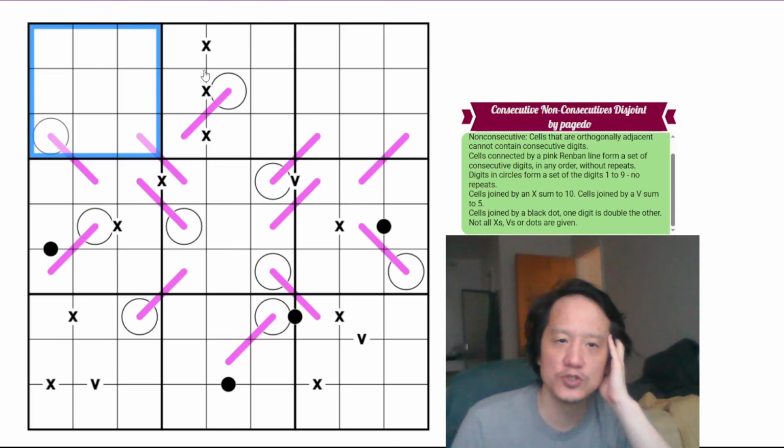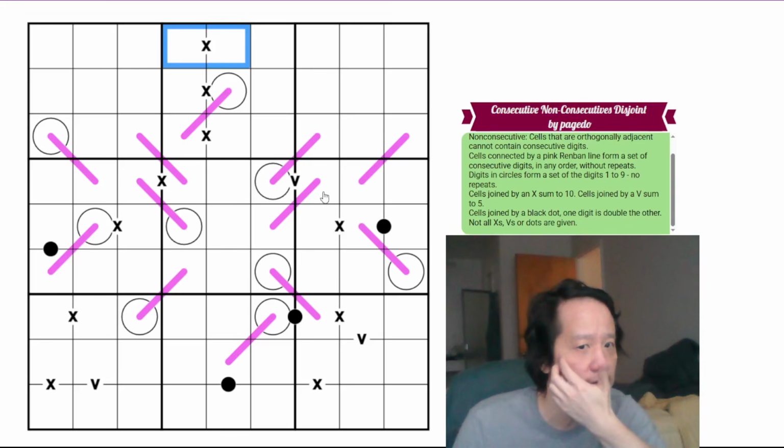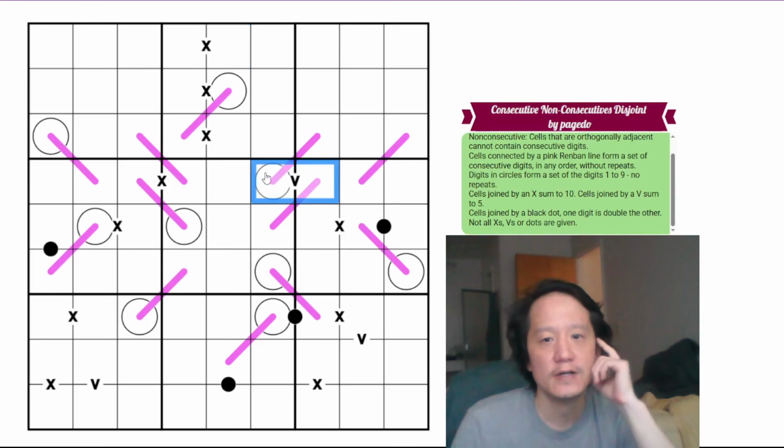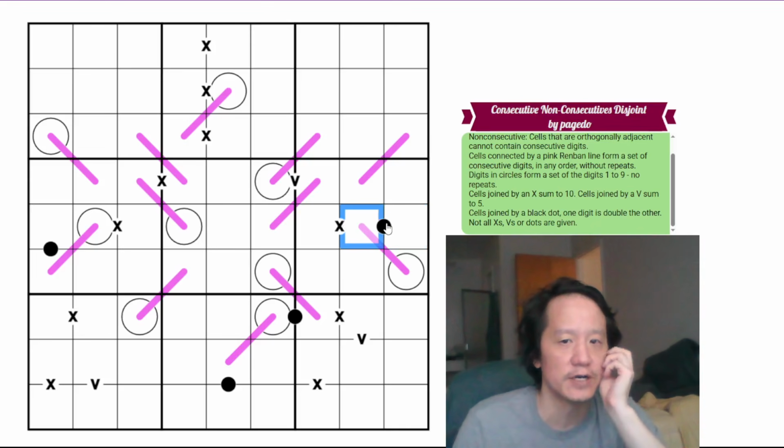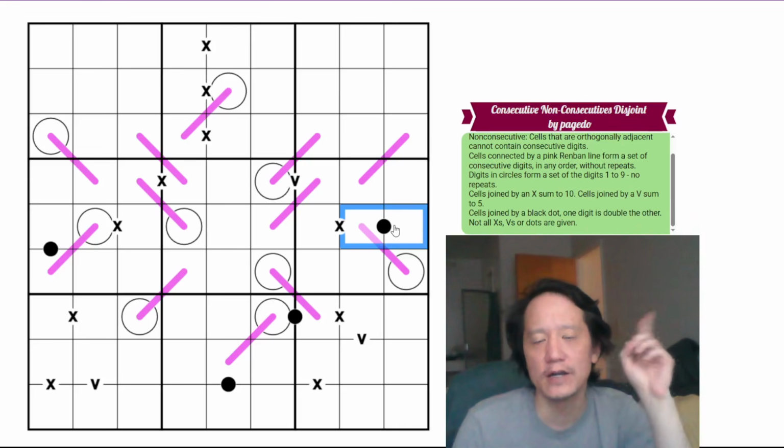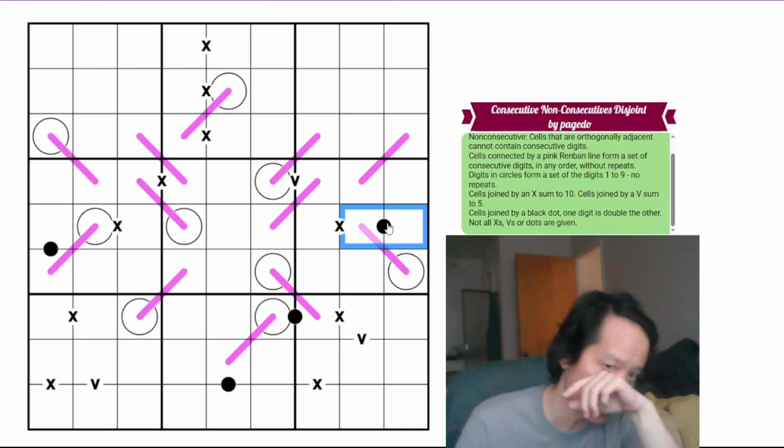We have cells joined by an X sum to 10, and cells joined by a V sum to 5. Cells joined by a black dot, which is a Kropki dot, otherwise known as one digit is double the other. And not all X's, V's, or dots are given.